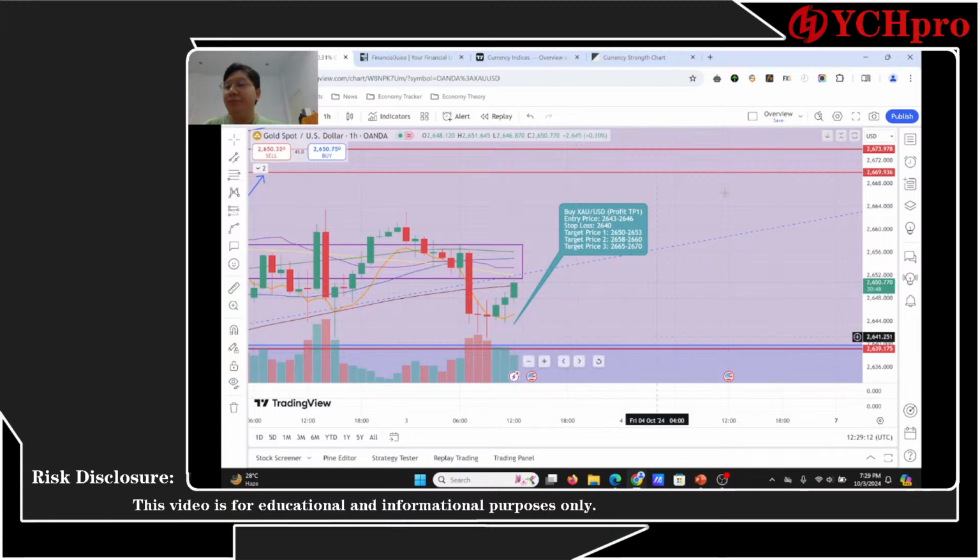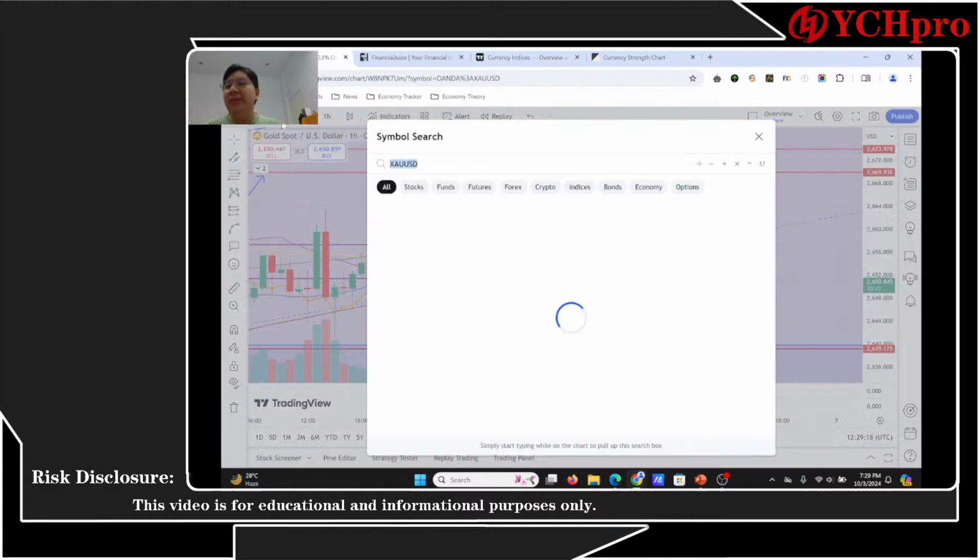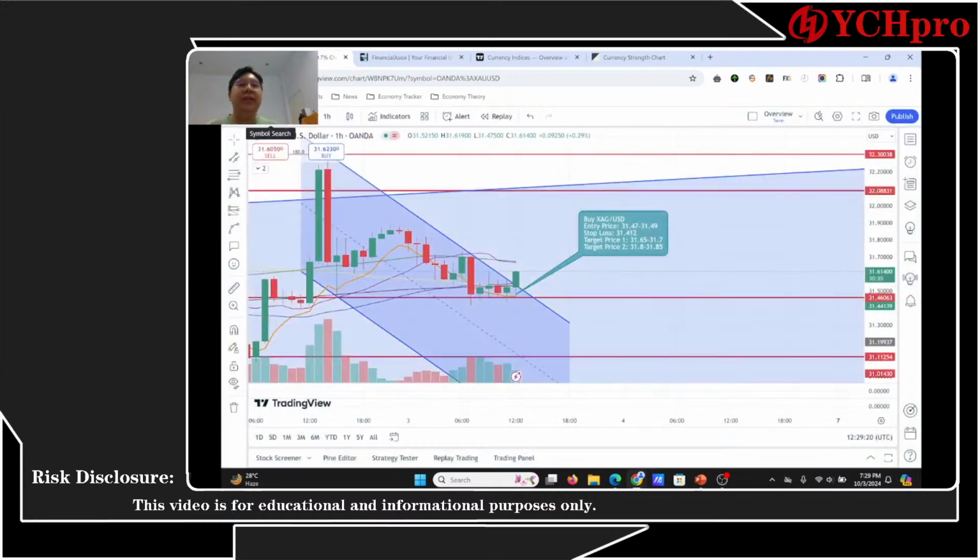Okay, so this gold signal has been very much profitable as well. Okay guys, and the silver signal hasn't reached its first price target, but we are pretty confident it could soon reach that price target at around 31.65 as well.